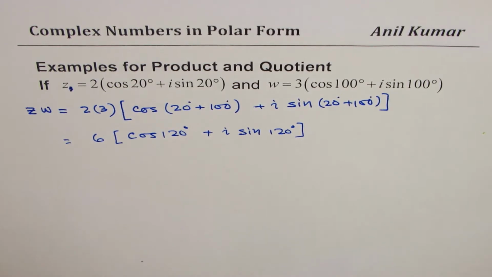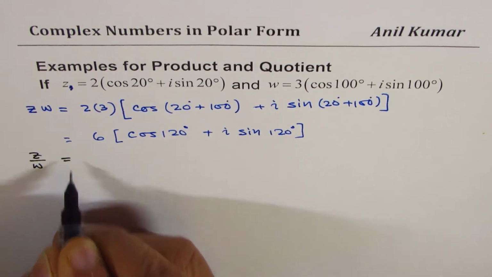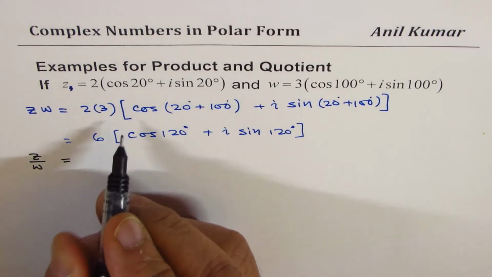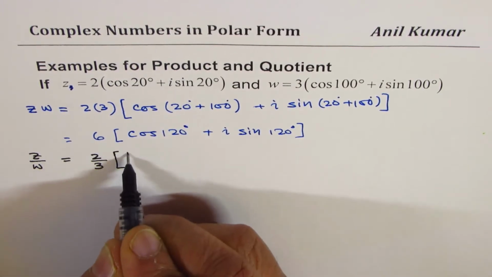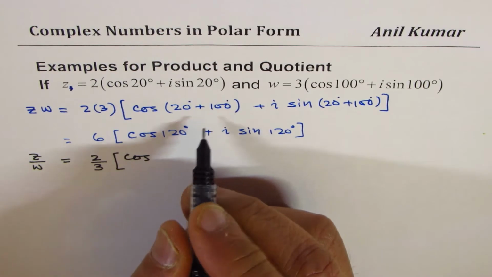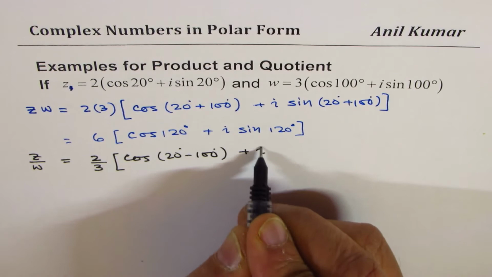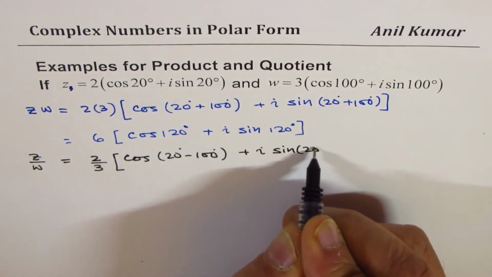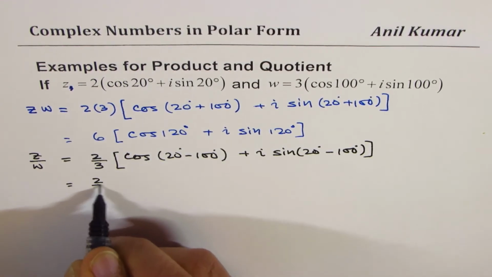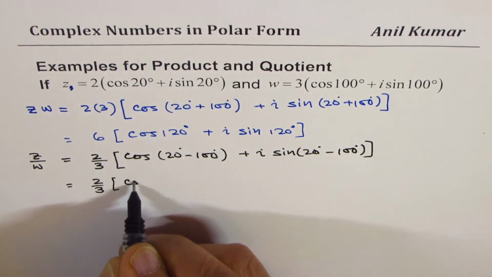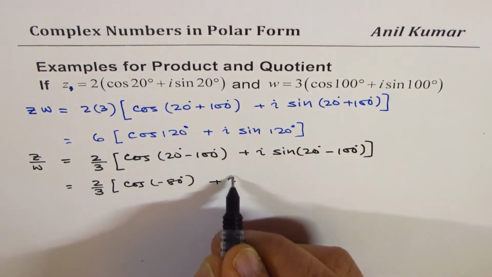Now if I have to find the quotient, so let's say z over w, for example, then in that case r1 gets divided by r2, which is 2 over 3. And what we get here is cos of the difference of these arguments, which is 20 degrees minus 100 degrees, plus i times sine of 20 degrees minus 100 degrees. So that gives you 2 over 3 cos of minus 80 degrees plus i sine of minus 80 degrees.